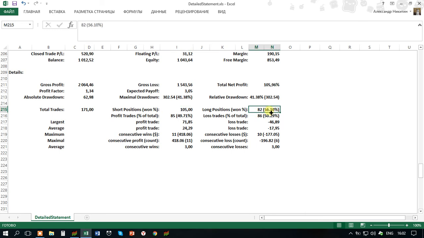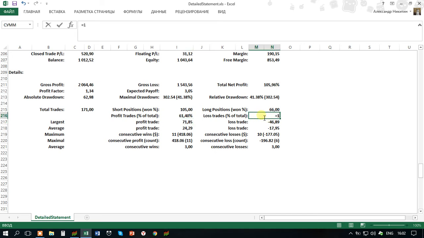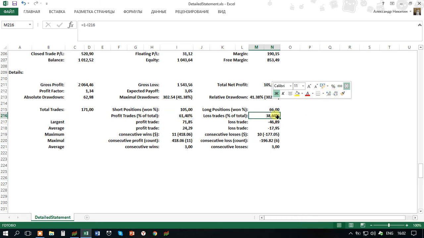Okay, let's calculate losers. It is pretty simple. We have total minus winners, so the rest is the losers. Let's calculate the accuracy. It equals winners divided by total. This is the accuracy of winners, 61%. Percentage, boom, boom, done. Okay, let's calculate the amount of losers. It equals 1 minus this equals 39. Turn into percent. Okay, 39%.